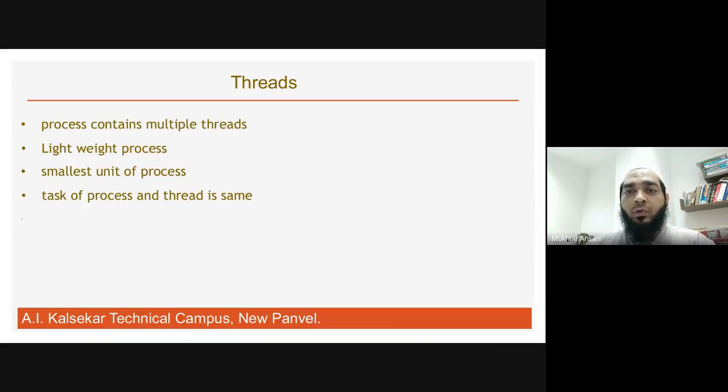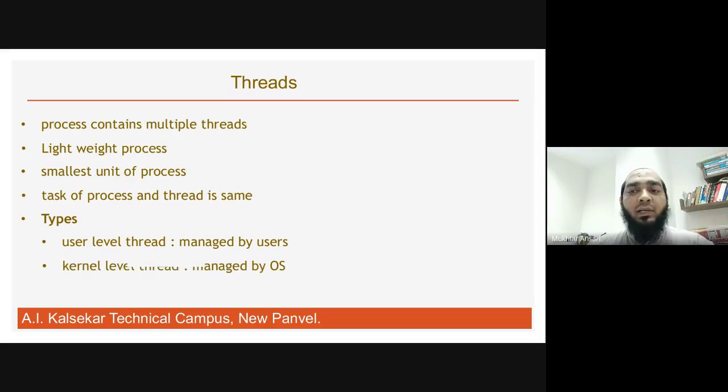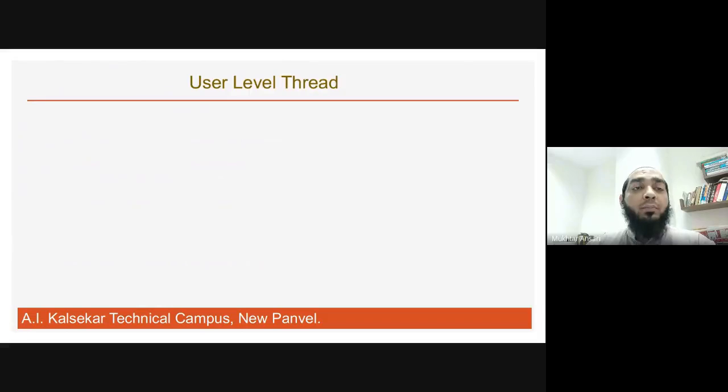So this is the thing which we have already seen. This is the user level thread, that is the thread which is being managed by the users only, and the kernel level thread which is managed by the operating system. Now come to the two types of thread: the user level thread and the kernel level thread.